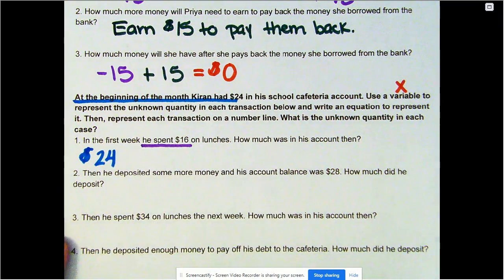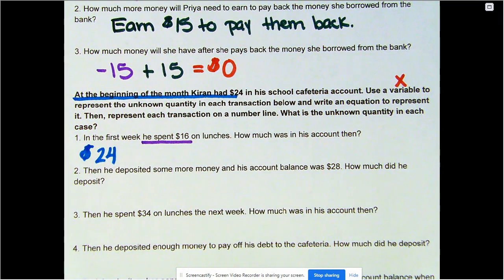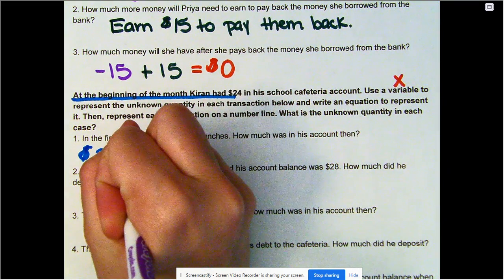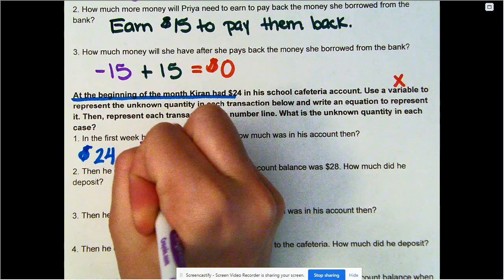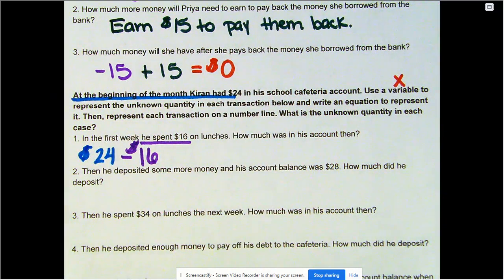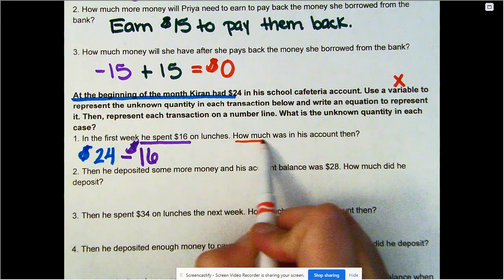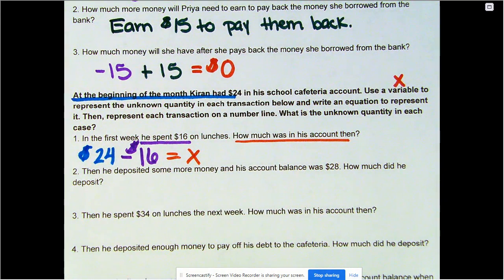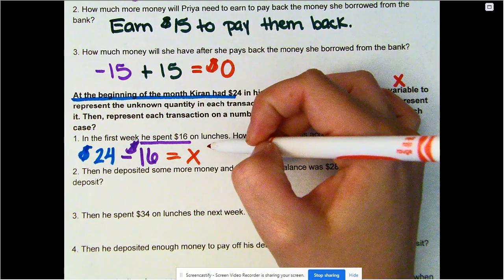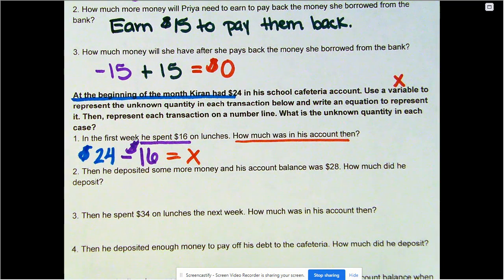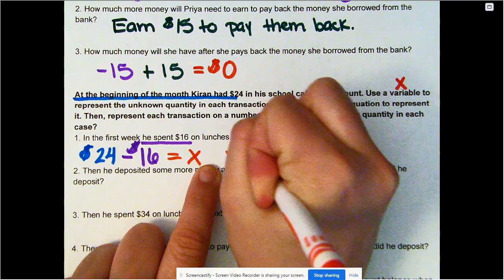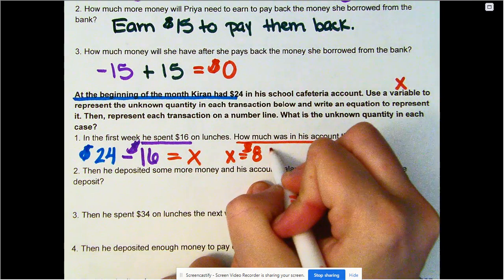In the first week he had spent. Spending means that money is being taken off of that account. It's being subtracted from that account because this is money you're taking away. So I'm going to represent that with subtraction. He's spending $16. My question says, how much is in his account then? That is equal to X. Variables are information I do not know. So the unknown quantity is how much he has left. 24 minus 16 is $8. So X is equal to 8, and he has $8 left in his account.